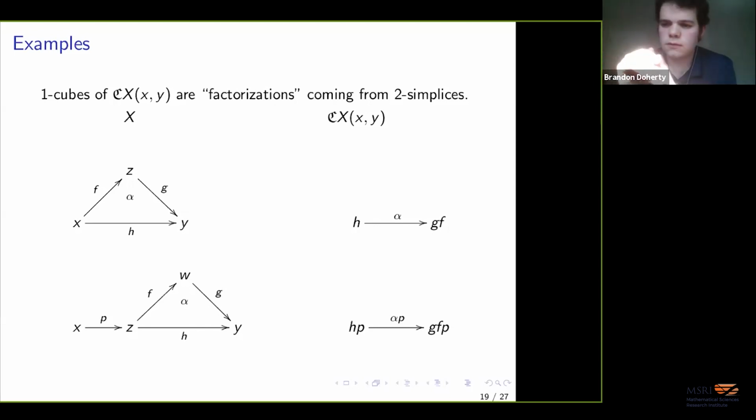And of course, we can also have necklaces where you've got one 2-dimensional bead and then various other 1-dimensional beads. Those will also give you edges. So right here we have a very similar 2-simplex, and we formed a necklace by adding this edge p from x to z onto the end of that. So what that gives us is this composite edge, alpha p, from hp to gfp.